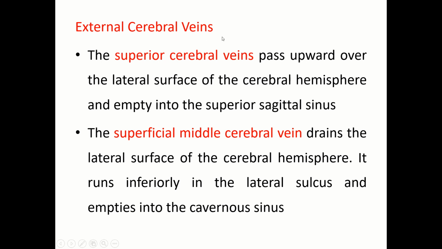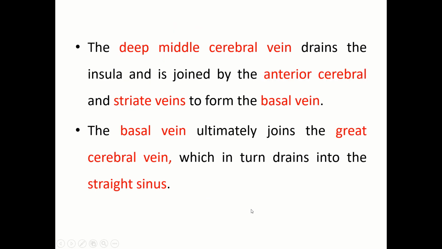So, external cerebral veins. The superior cerebral veins pass upward over the lateral surface of the cerebral hemisphere and empty into the superior sagittal sinus. The superficial middle cerebral vein drains the lateral surface of the cerebral hemisphere. It runs inferiorly in the lateral sulcus and empties into the cavernous sinus.